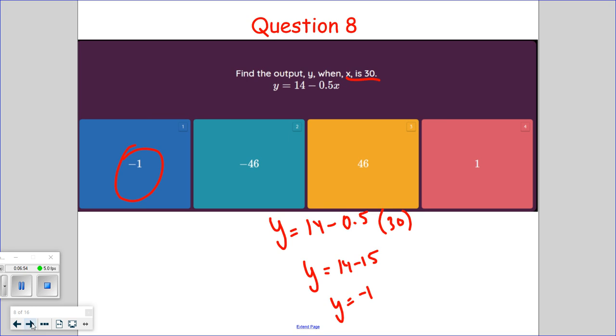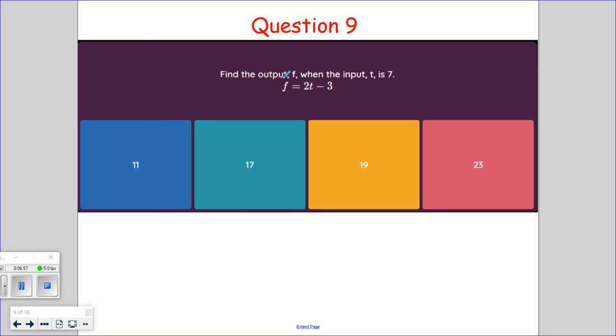Moving onward. Find the output f when the input t is 7. So we have f equals 2 times 7, replacing t with 7, minus 3. So 2 times 7 is 14 minus 3, and 14 minus 3 is 11, so f is equal to 11. So when t is replaced with 7, the value for f that makes this true is 11.